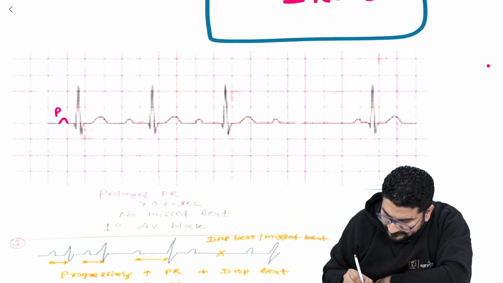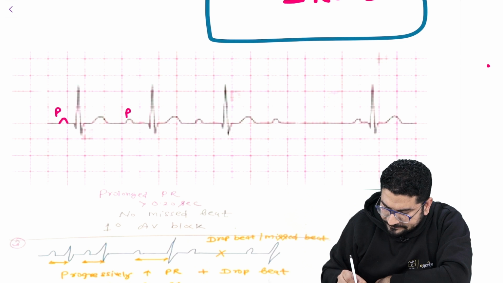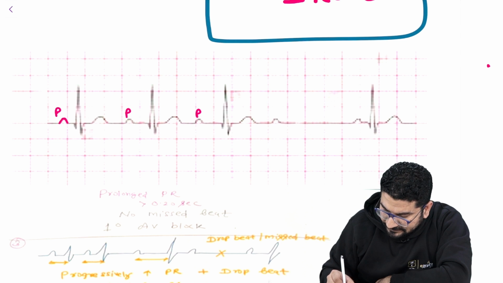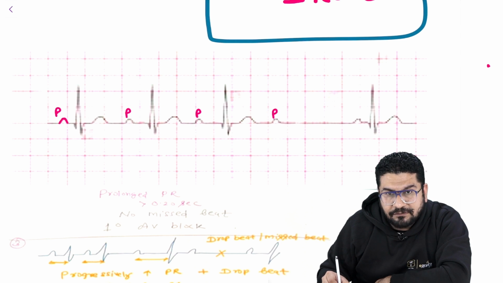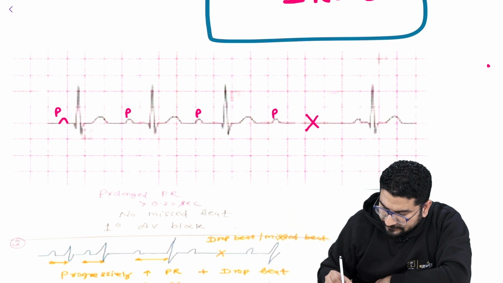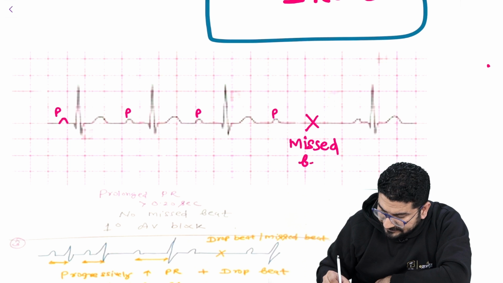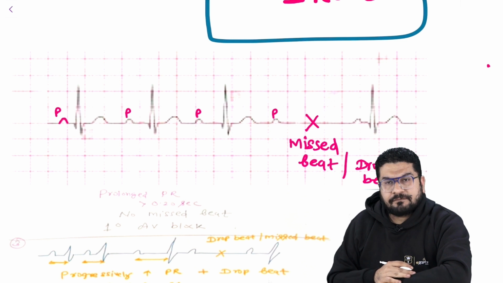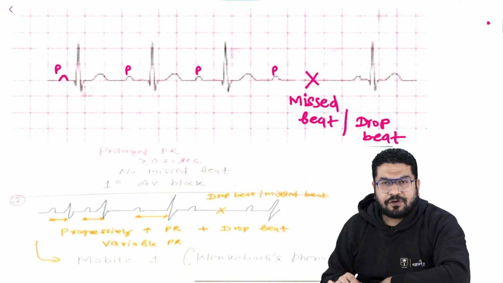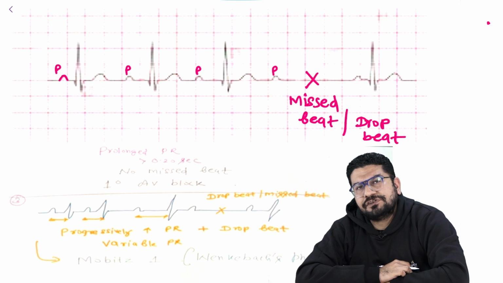Then we have QRS T, then P wave, QRS T, P wave, QRS T, P wave. Then what you can see here is something we call a missed beat, or I can say drop beat. So whenever we see a missed beat or drop beat, that is a feature of second degree AV block.